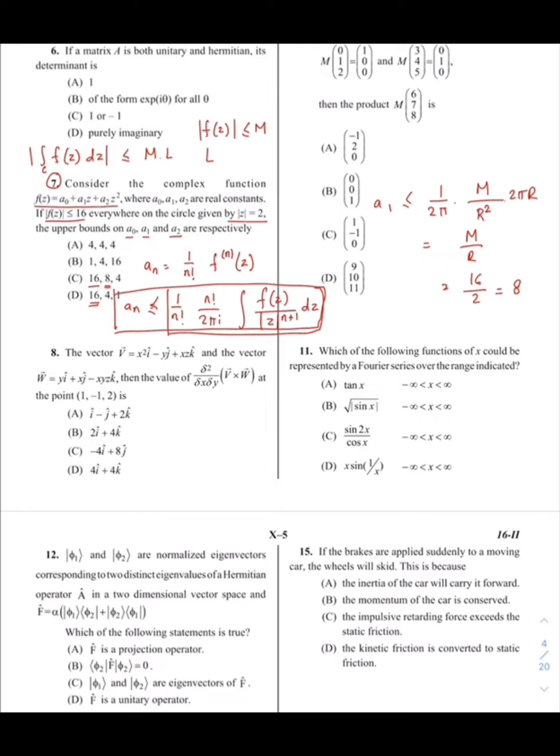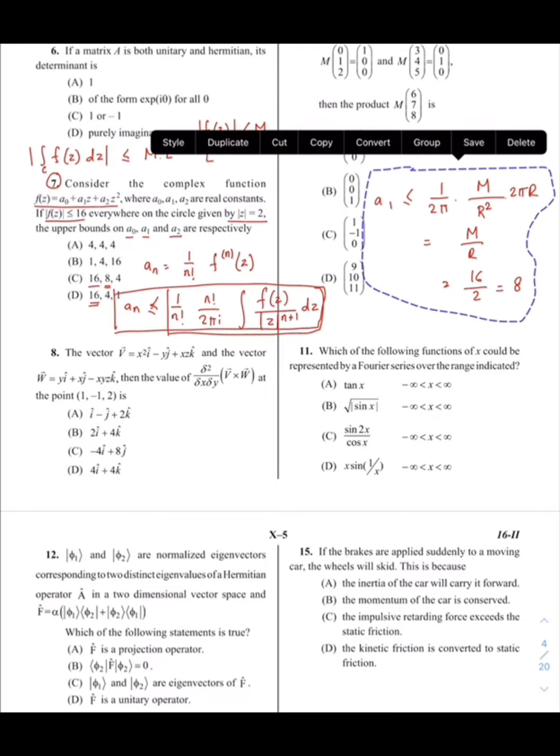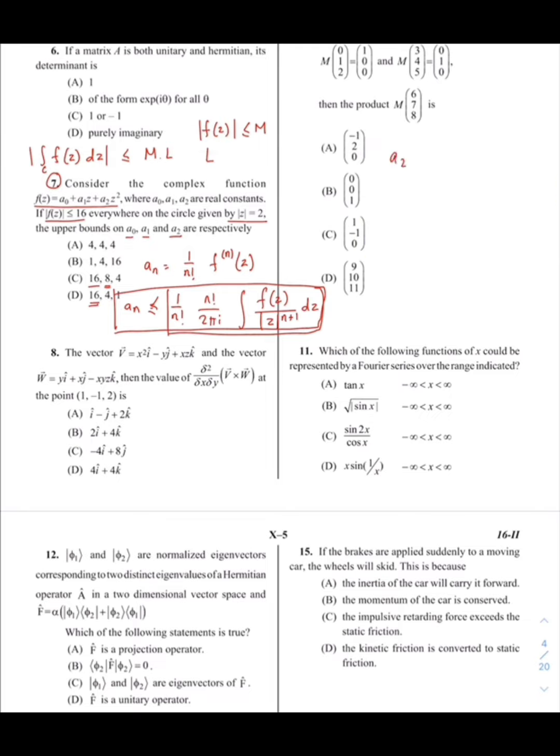Let's go on and find the upper bound of a2. So a2 is less than or equal to 1 by 2 pi, M, r cubed, 2 pi r. Again they cancel out, simplifying the things, we have M by r squared, which is 16 divided by 2 squared, equal to 4. So option C is the correct one.